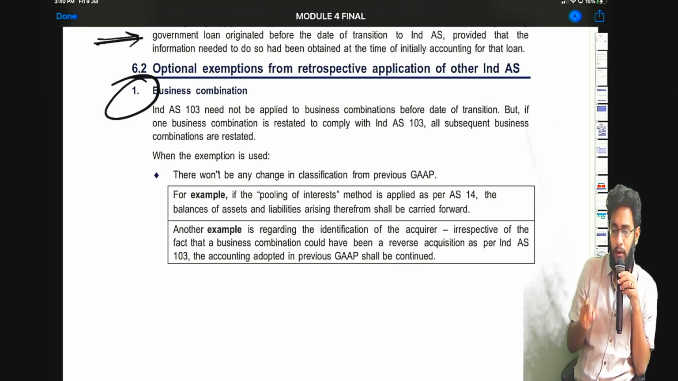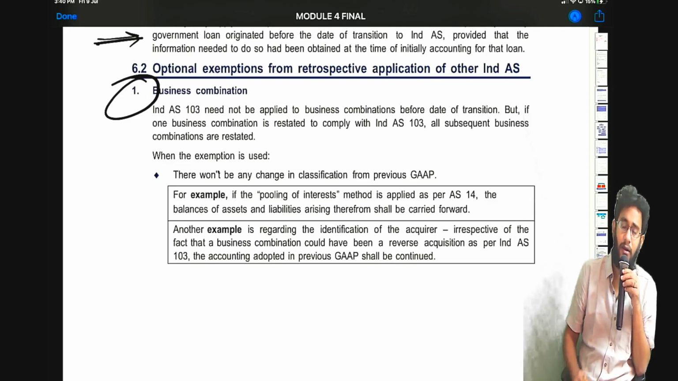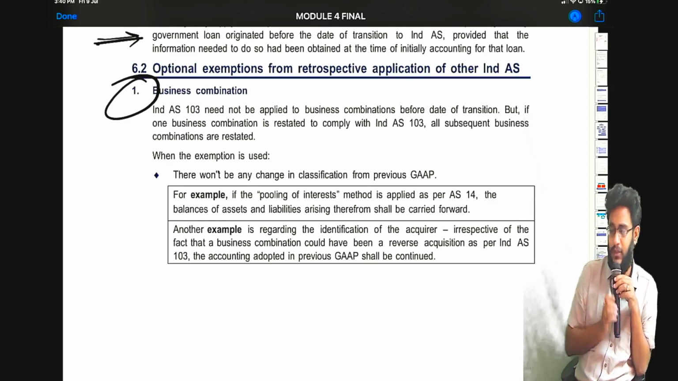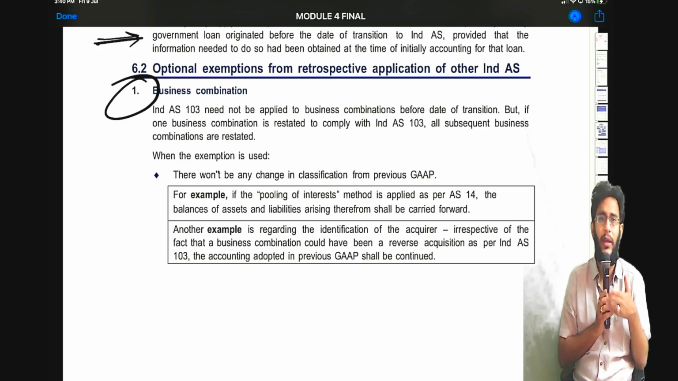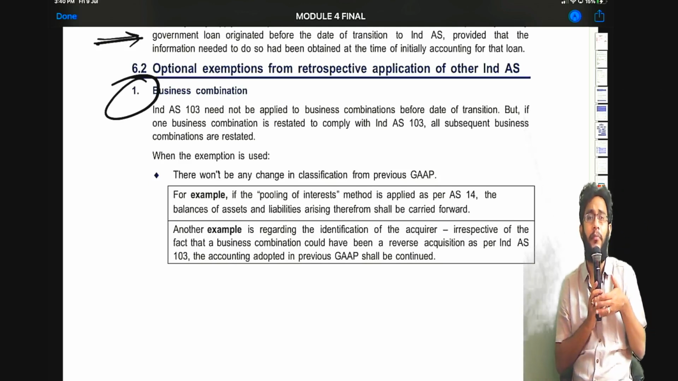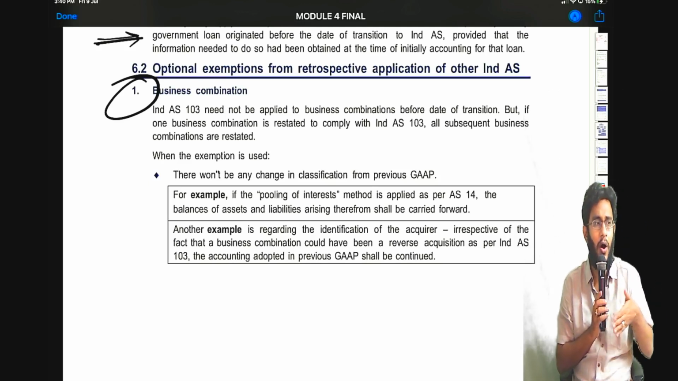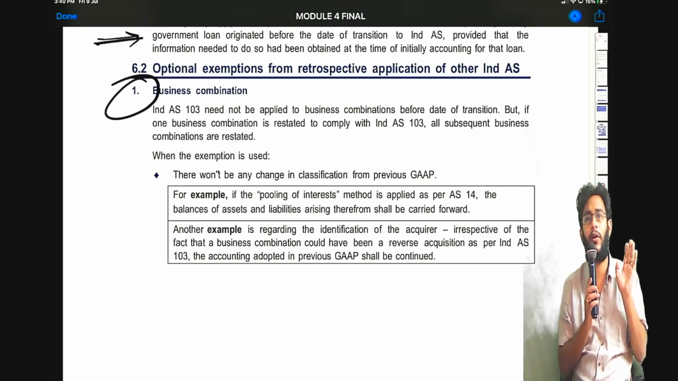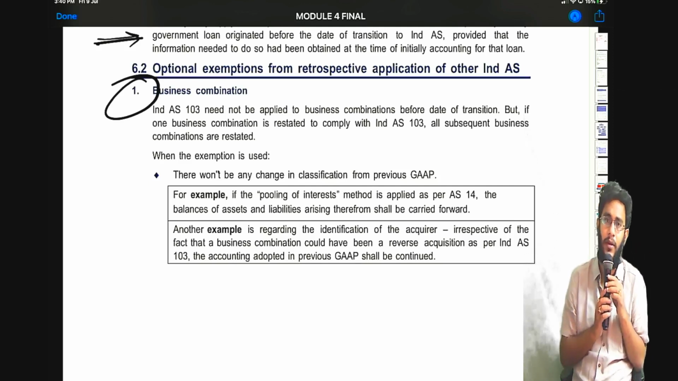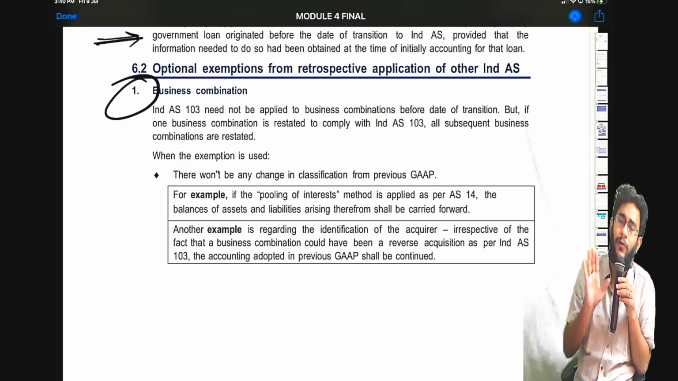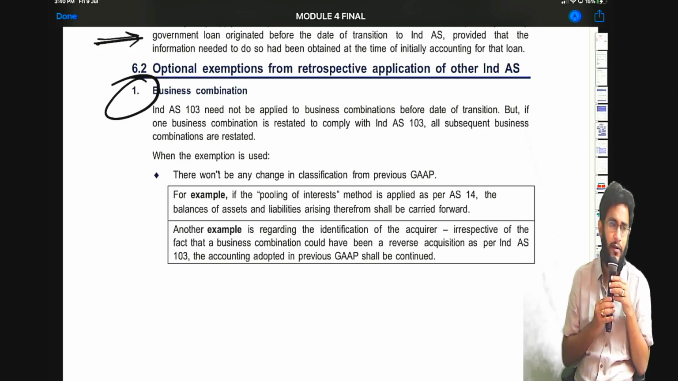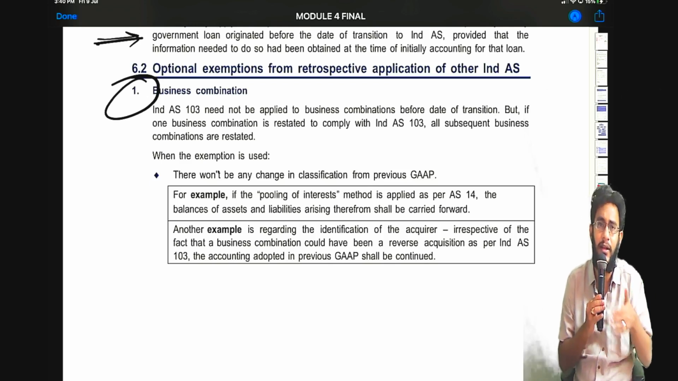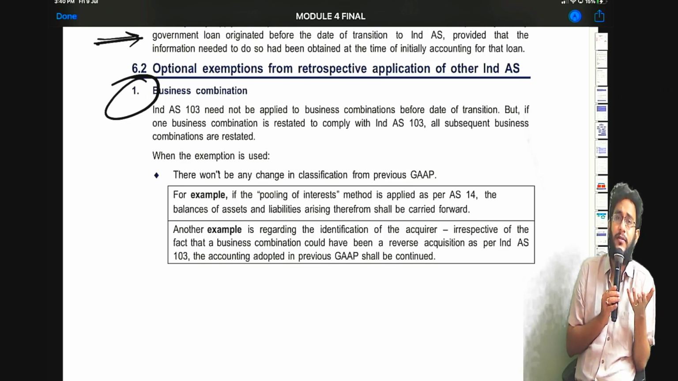So the exemption given under this standard is that Ind AS 101 says you can forget about the past. From hereafter, in the sense from the date of transition, all acquisitions must be accounted for in accordance with Ind AS 103. In the past, whatever happened, we'll let it go. You need not restate it, simply forget about that. From hereafter, apply Ind AS 103.